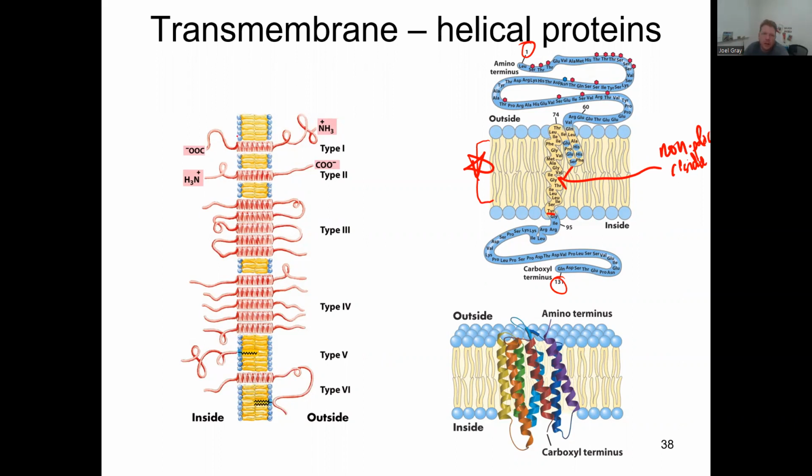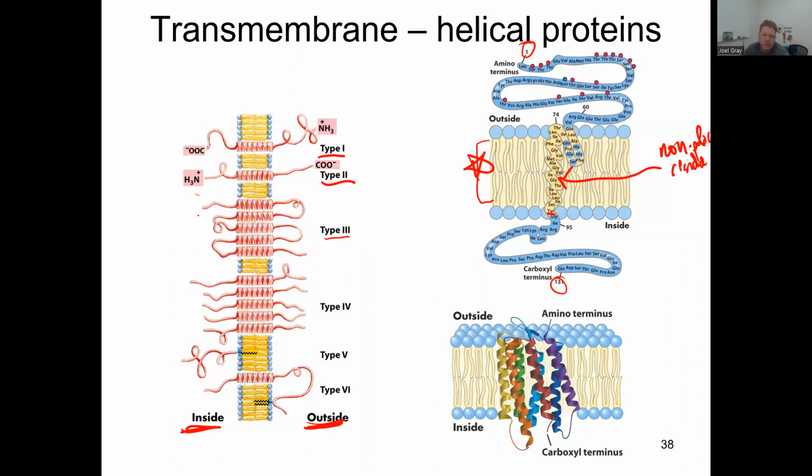Now, if we could look at these different types, I want you to be familiar with these different types and the organization of the terminal. We look at a type 1 protein, what do we see? Well, look at the bottom, we've got inside and outside. A type 1 transmembrane protein has a C termini on the interior of the membrane, on the internal side of the lipid bilayer, whereas type 2 has the N termini on the inside and the C termini on the outside.